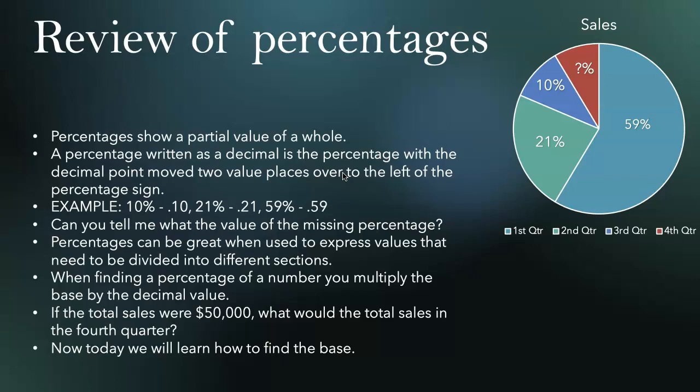Can you tell me today what the value of the missing percentage would be? 59 plus 21 plus 10 subtracted from 100 would be, if you answered 10%, you would be correct.